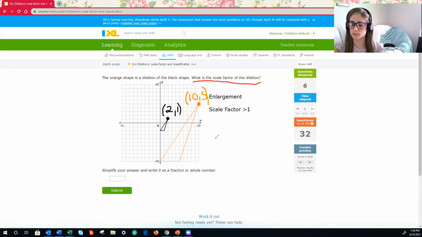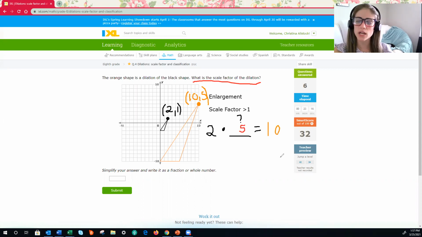All right. Now, what we can do here is, once again, think back to that past IXL assignment, Q3, when you had to do the dilations yourself. You took your pre-image, so that would be this one right here, and you multiplied the ordered pair by your scale factor. So if we went from an X value of 2 to an X value of 10, what is our scale factor? What did we multiply by? So if we want to write that out, 2 times what is 10? Well, 2 times 5 is 10.